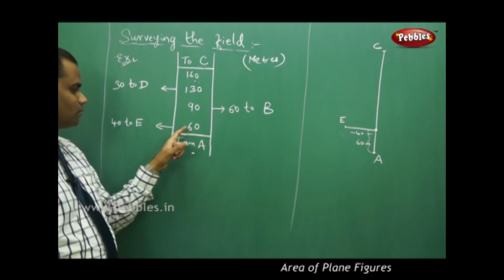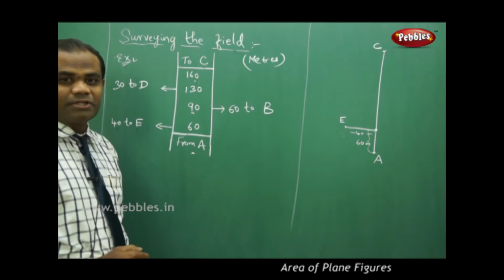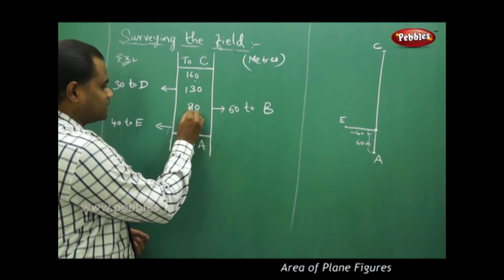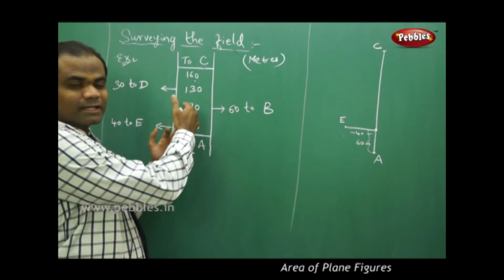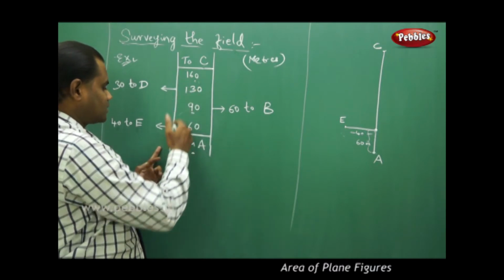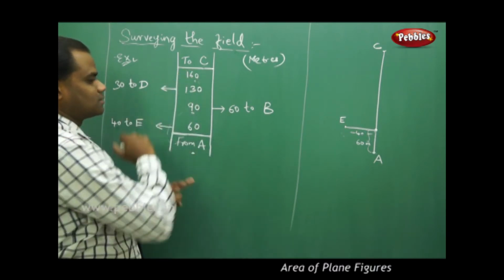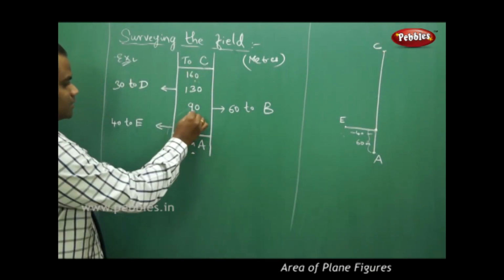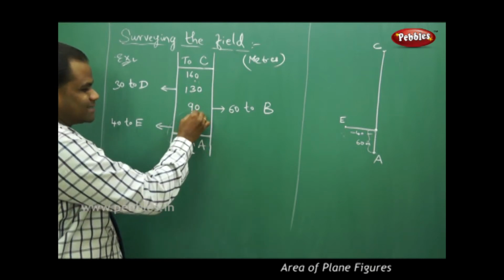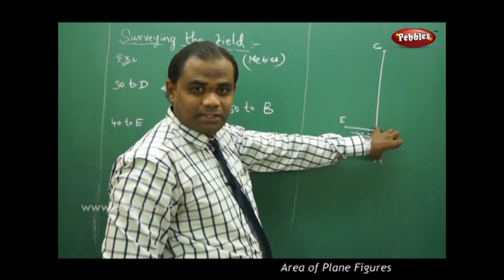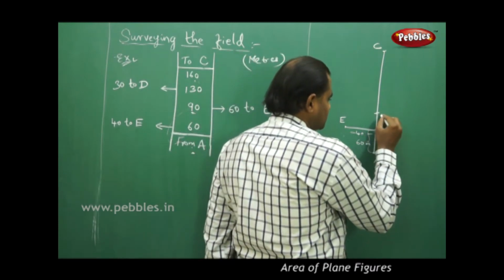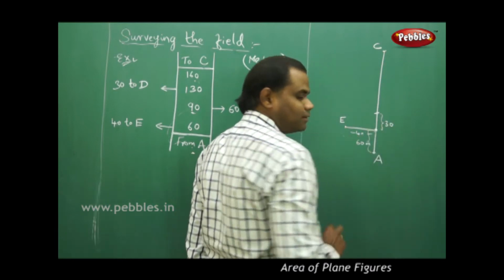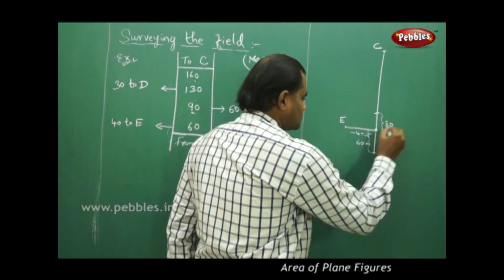Similarly, my next measurement is 90. From this diagram, it is understood that from A, the distance I reach here is 90, but not from 60. This has to be assumed as the distance from A is 90. Next, from A it is 130. From A it is 160. Therefore, the whole distance AC is taken to be 160 meters. When I take the measurement of 90 from A, the measurement of 60 is already done, so the remaining 30 comes out here, which is nothing but 30 meters. And this is 40 meters.